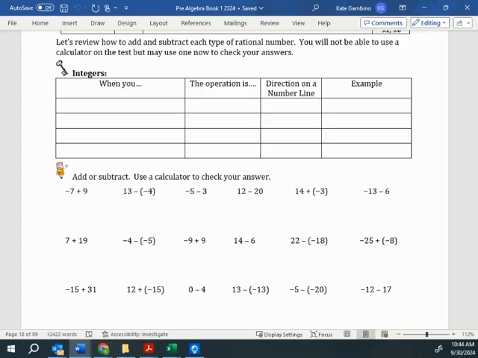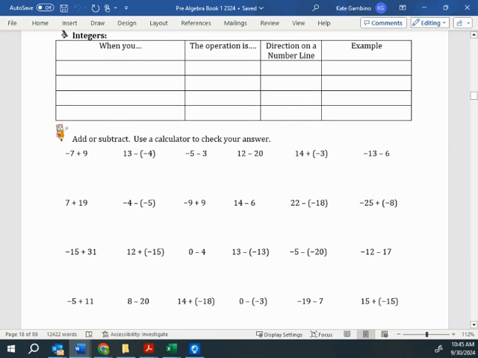So, using integers, when you add, the operation is addition. And when we're using that number line, we move to the right. So an example would be 10 plus 14 equals 24. So we started off at positive 10 on the number line, and we move 14 to the right, and we end at 24. So that's just basic adding with those positive numbers.